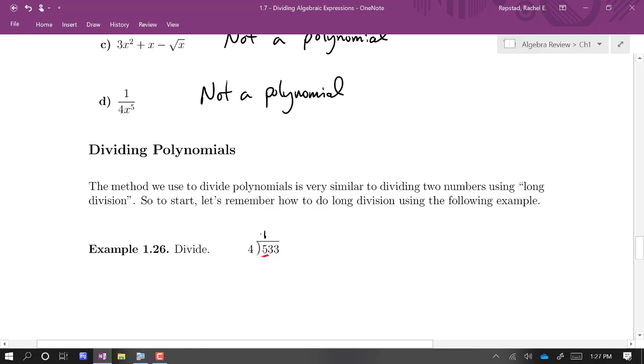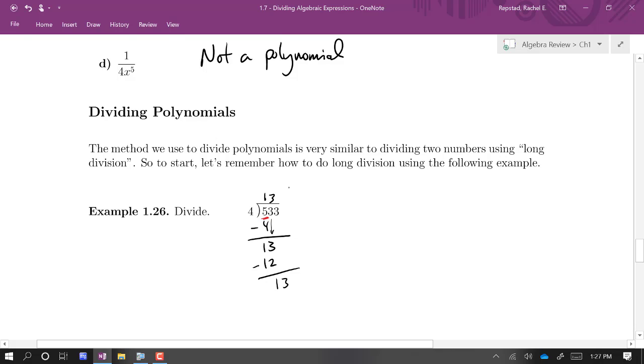I put the 1 up here, and then I multiply. 1 times 4 is 4, and we subtract. 5 minus 4 is 1, and I bring down just the next digit here. And then I start over. 4 goes into 13 3 times. 3 times 4 is 12. I subtract. I get 1. I bring down the next digit. 4 goes into 13 3 times. 3 times 4 is 12. I subtract, and I get 1.